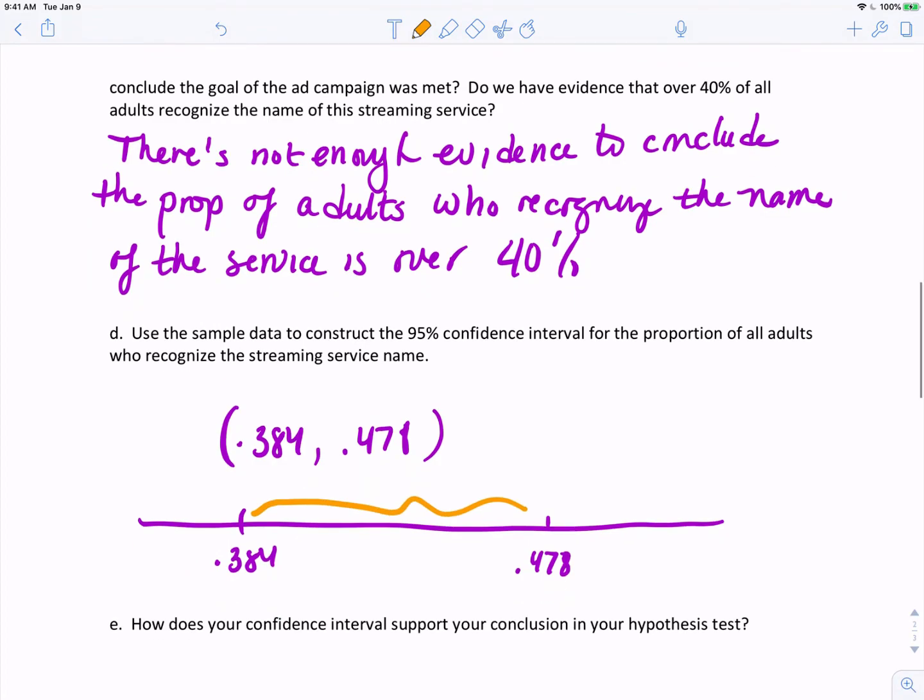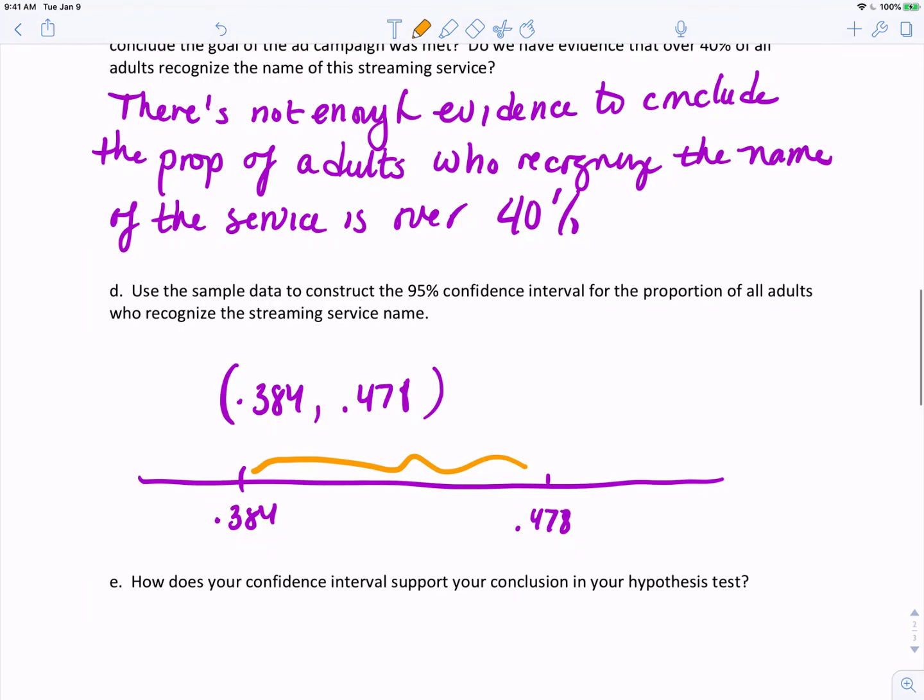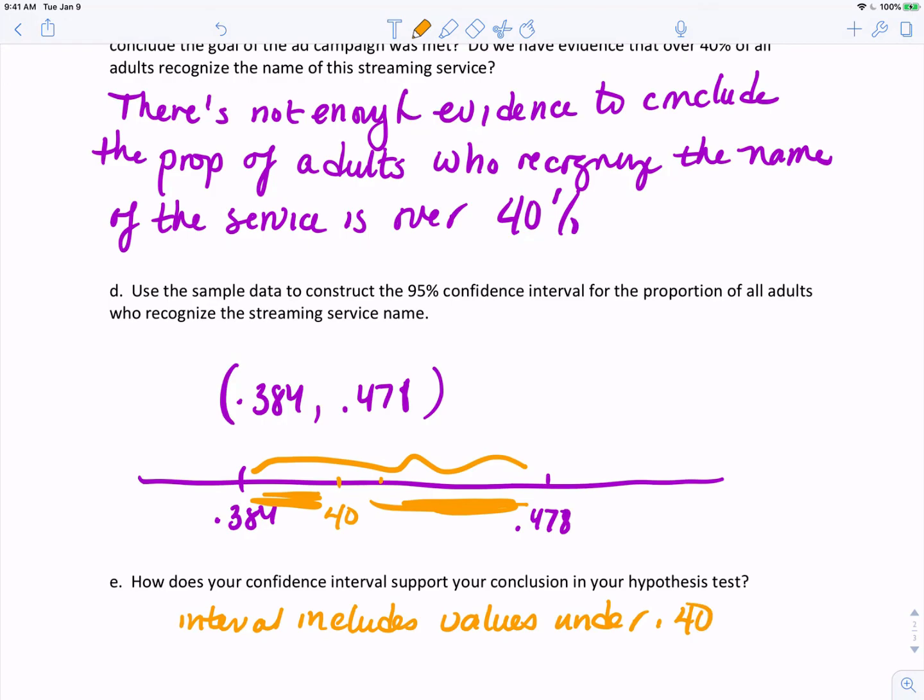How does your confidence interval support your conclusion? What we concluded is we don't have any evidence that it's over 40%. And some people might be thinking, well, wait a second. There's numbers here that are over 40%. Like all of those numbers would be over 40%. That's true. But there's also numbers that are under 40%. So because the interval includes numbers under 40%, that's how it supports your conclusion, because your conclusion was we cannot conclude that the population proportion is over 40%.